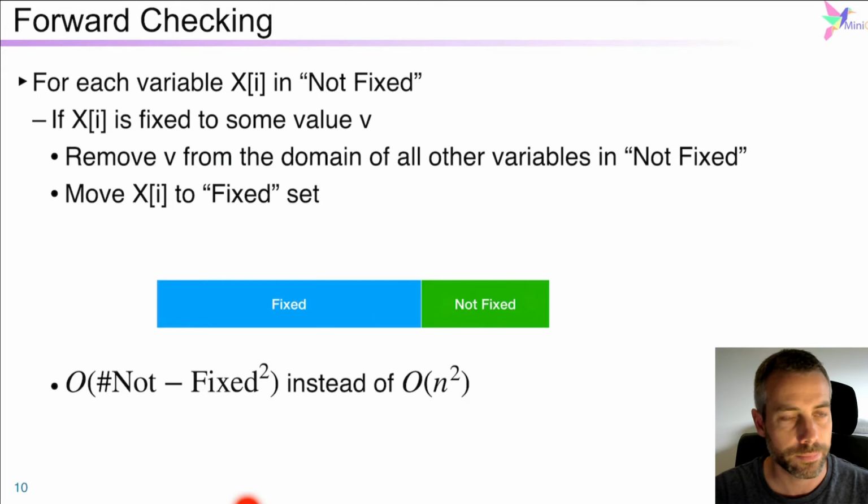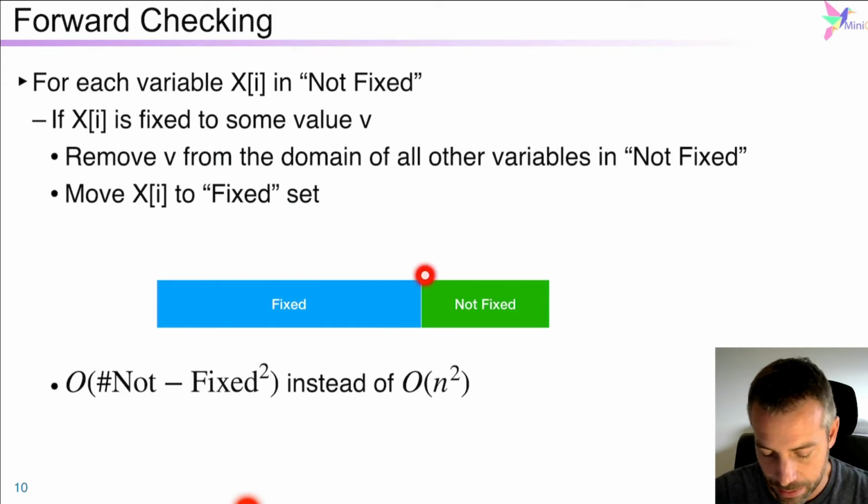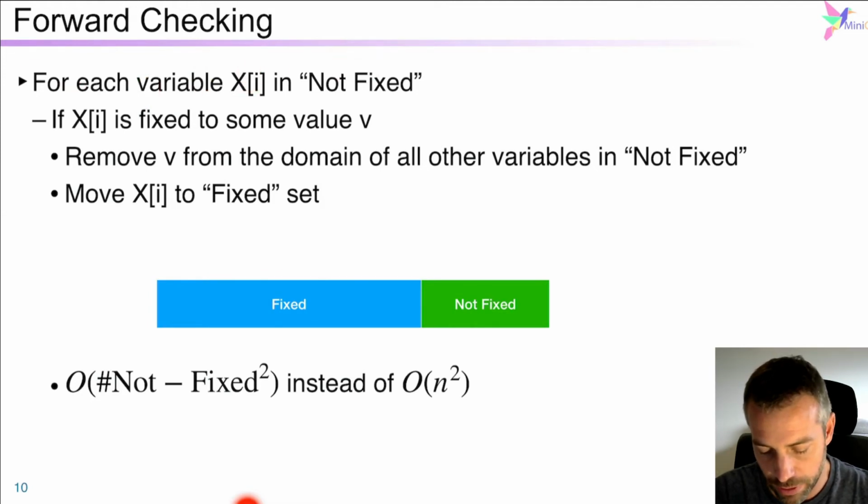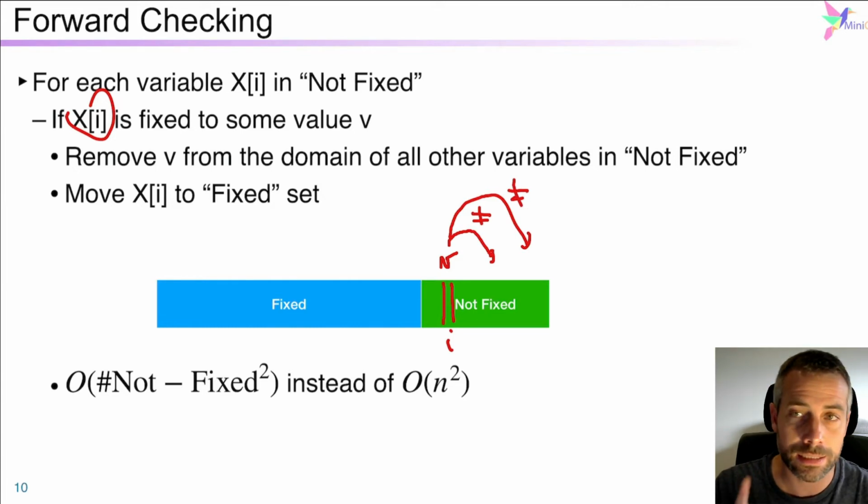Okay, and all these values that are fixed, they have already been removed from the variables in the not fixed set. So when the propagate method is executed, we will scan starting from there all the not fixed variables. Okay, so we have a double for loop, if you want, for each variable xi in the not fixed set. If we detect, for instance, that one of them, this one for instance, is assigned to some value v, okay, xi at index I is assigned to the value v, then we will remove v from the domain of the other variables in the not fixed set, and that's very important.